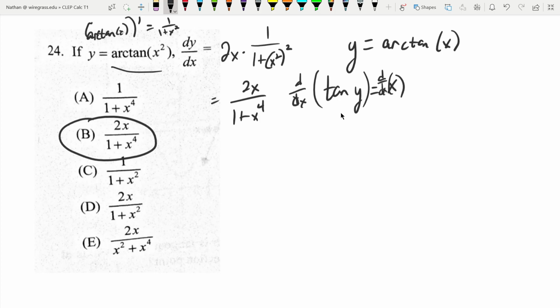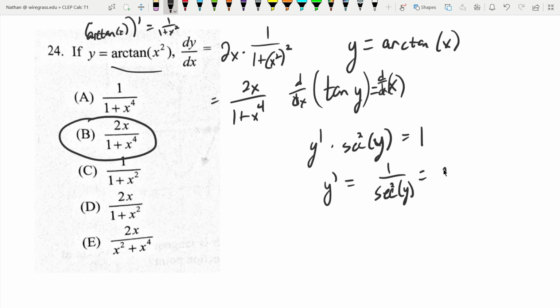And we can use implicit differentiation on the left. So the derivative of the inside is going to be y prime, or dy/dx. The derivative of tangent is secant squared of y, evaluated still at the same thing. And then the derivative of x is just going to be 1. So now we get y prime equals 1 over secant squared y, which of course is just cosine squared of y.